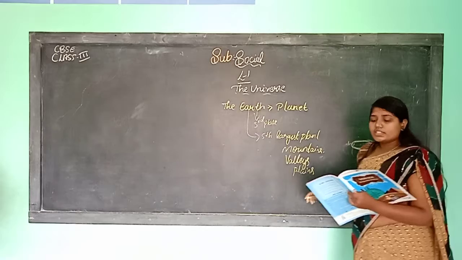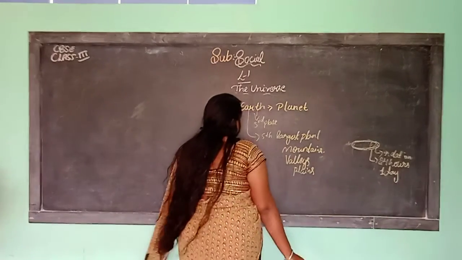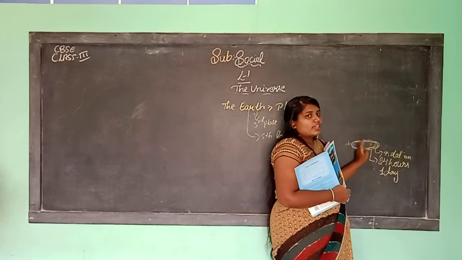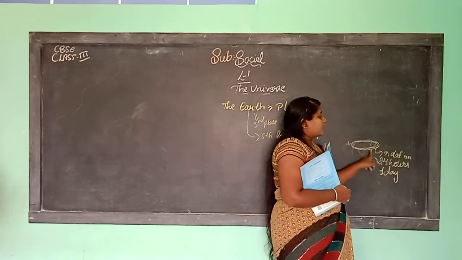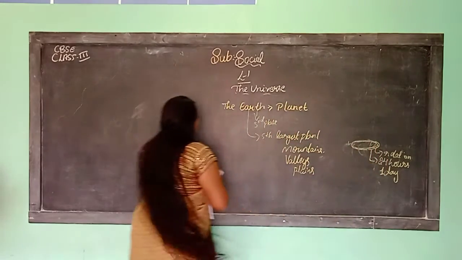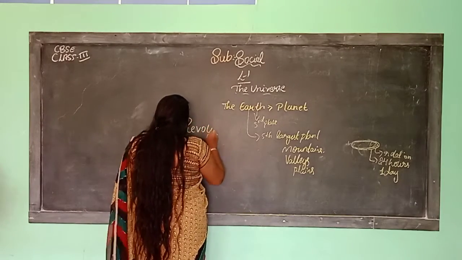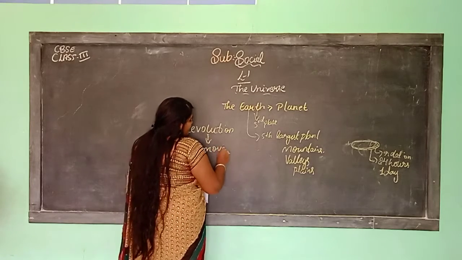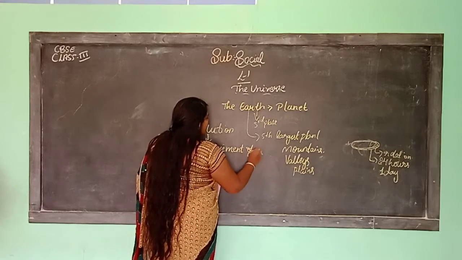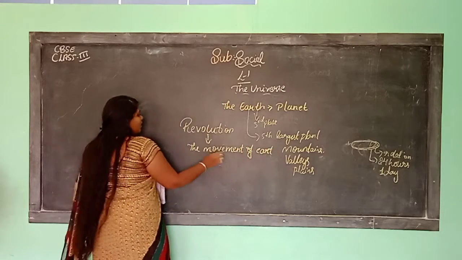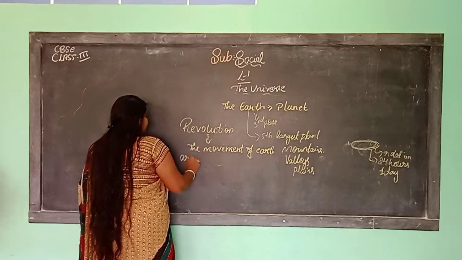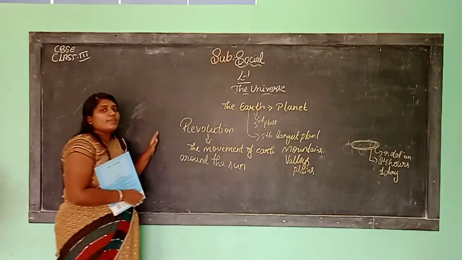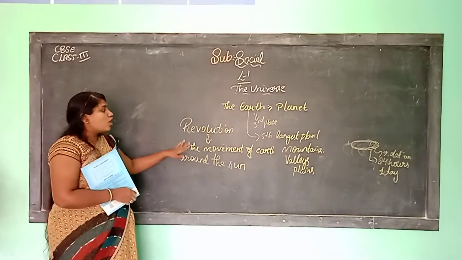The movement of the Earth around the Sun is called revolution. So what is rotation? The Earth turns by itself, from east to west and west to east again. That is our rotation. Now we are going to learn what is revolution. Revolution means the movement of the Earth around the Sun.